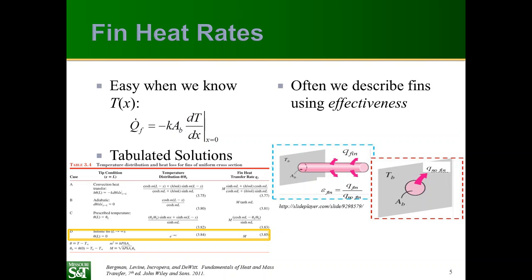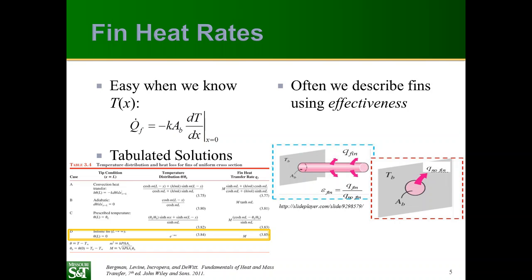So the next question is, how can we find the heat rate from the fin? It's easy. Once we've discovered the temperature distribution, T is a function of x, we can just use the conduction equation at the base of the fin. And so we have these tabulated solutions for that, where we have different boundary conditions, different temperature distributions, and different fin heat transfer rates. And it's important to note that we have some abbreviations here, capital M and lowercase m, that are defined down here in the bottom of this table.